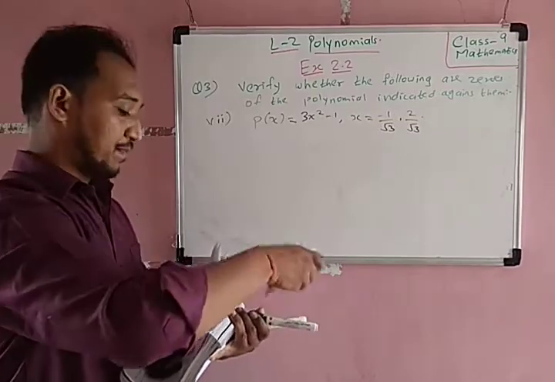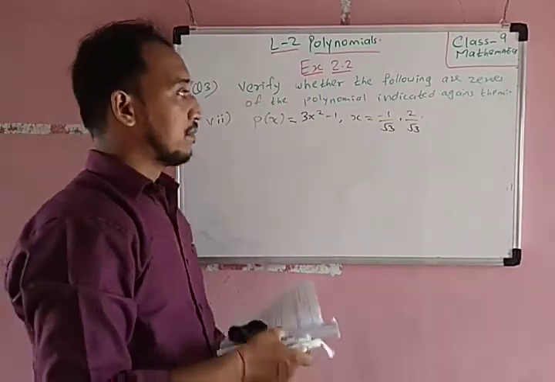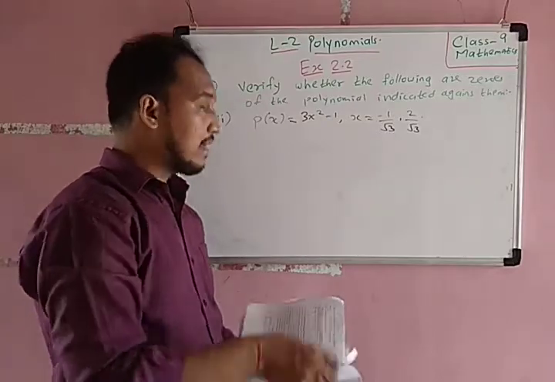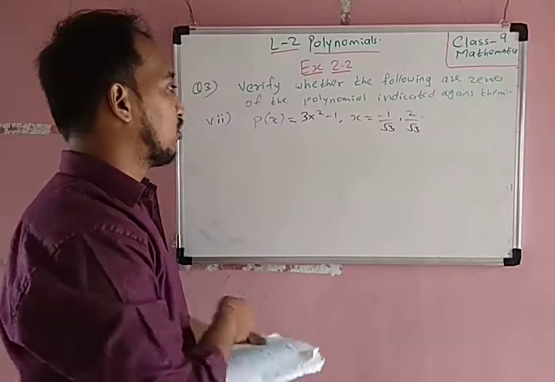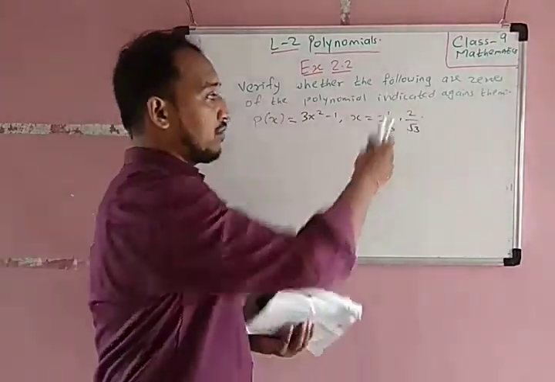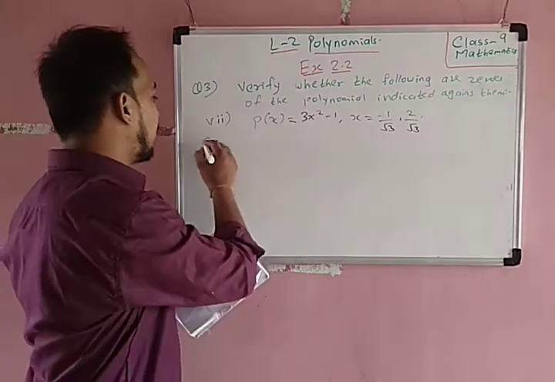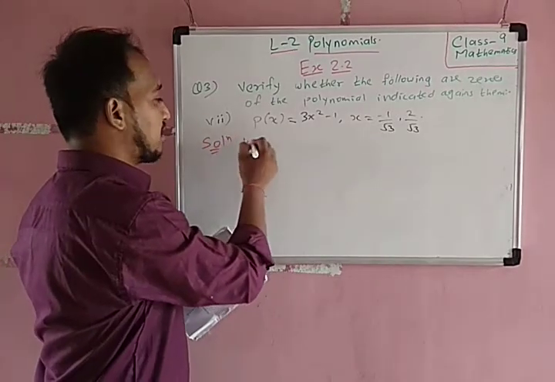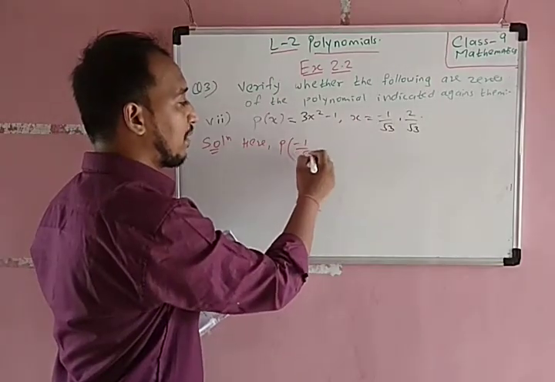Next is p(x) equals 3x² minus 1, where x is -1/√3 and 2/√3. Okay, so first we put -1/√3. For x equals -1/√3, in place of x we have to put -1/√3.